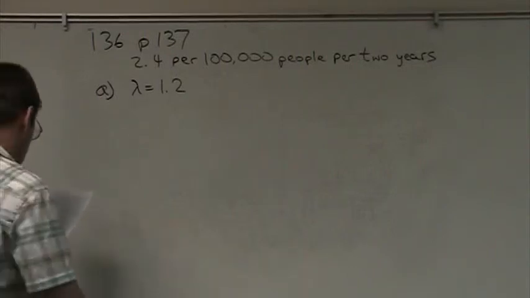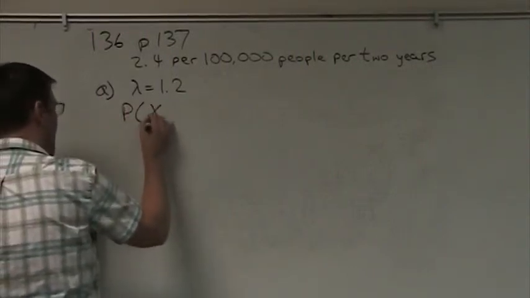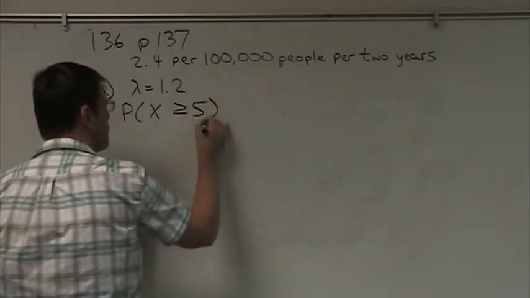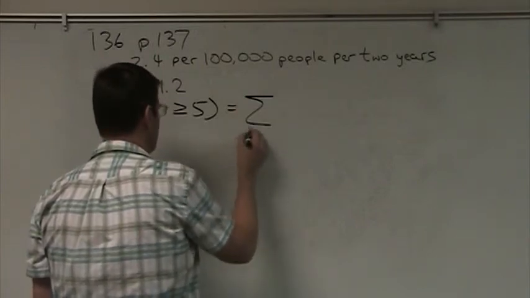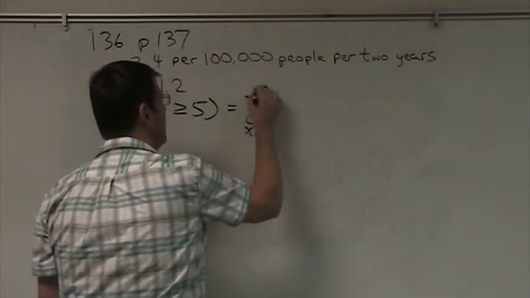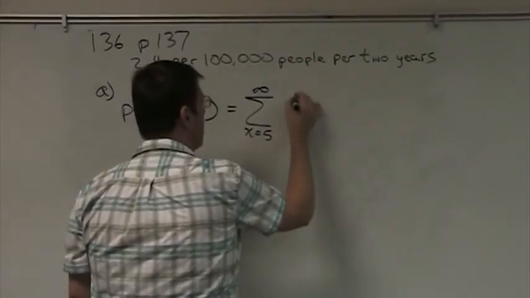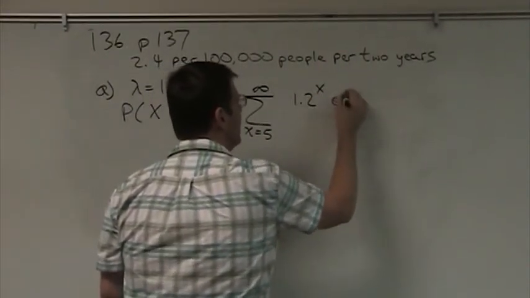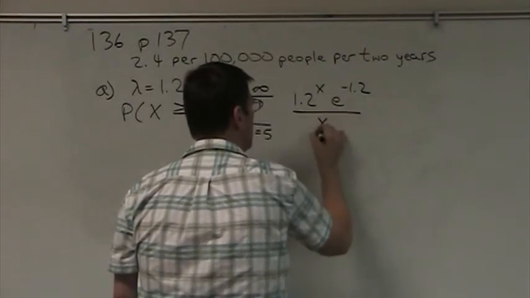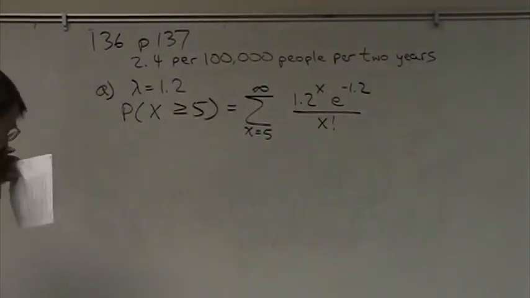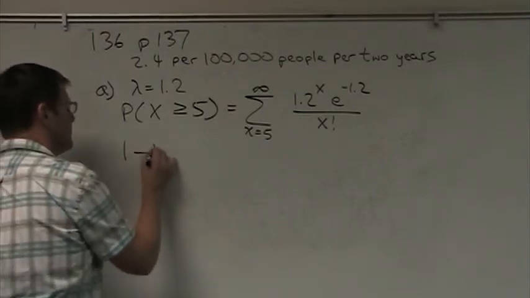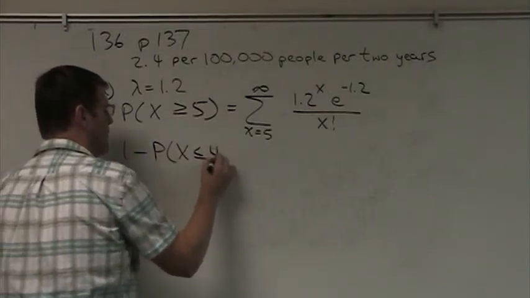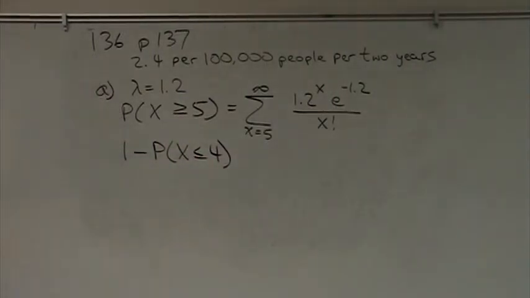And we want the probability that x is greater than or equal to 5. So this is the sum, x equals 5 to infinity, of 1.2 to the x, e to the negative 1.2, divided by x factorial. We'll use the calculator and get 1 minus the probability that x is less than or equal to 4. The complement of 5 or more cases is 4 or fewer.